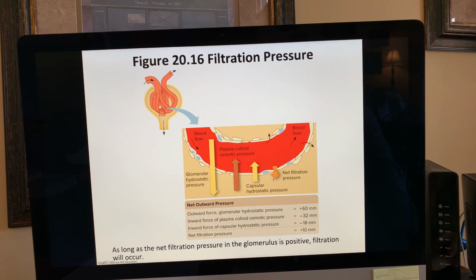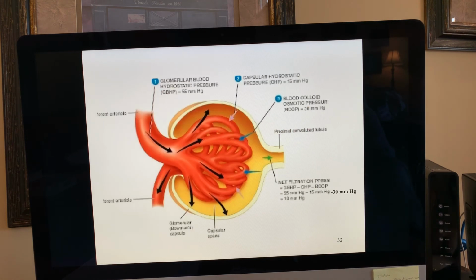In other words, as long as there's a positive pressure overall coming out, more fluid will come out of the capillary into the nephron capsule or the glomerular capsule, and filtration will occur. This is another diagram showing the same thing with a little bit different numbers.